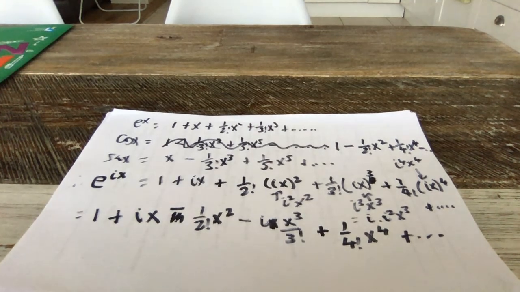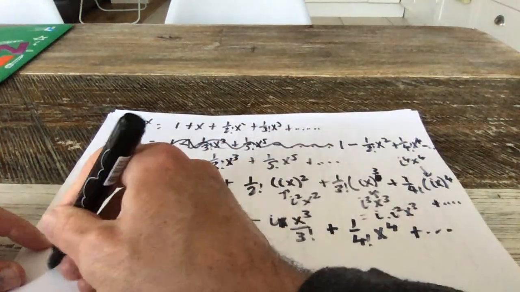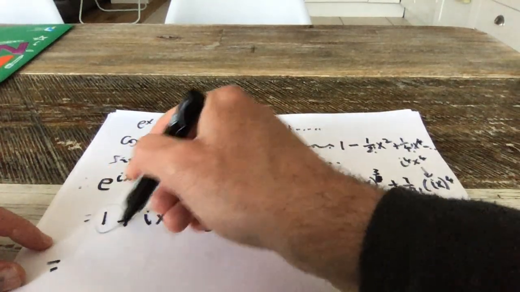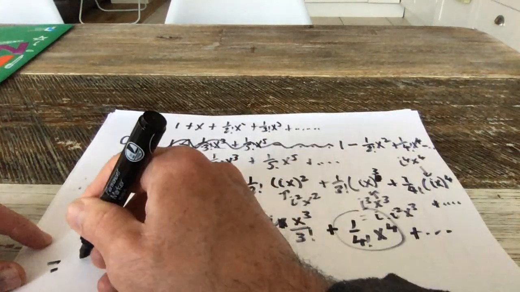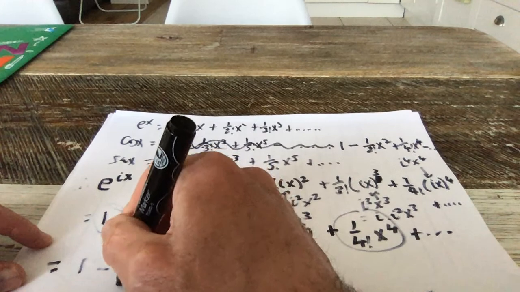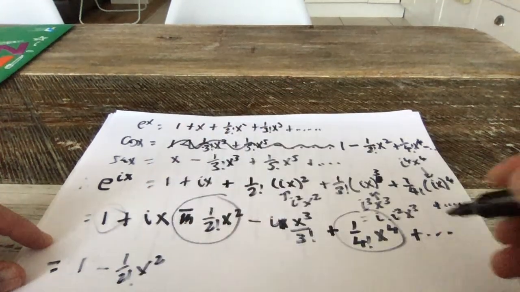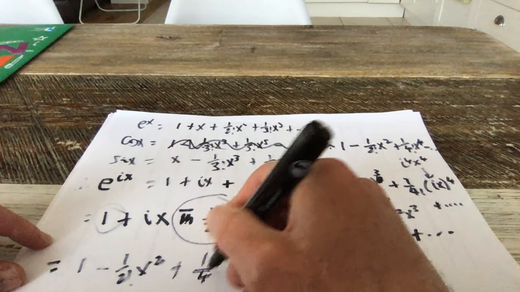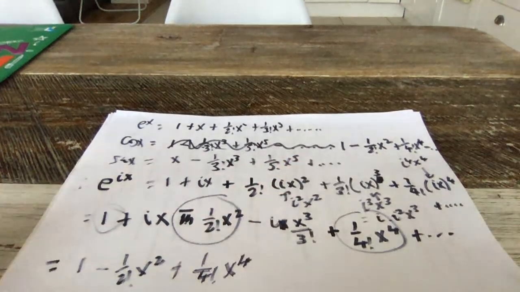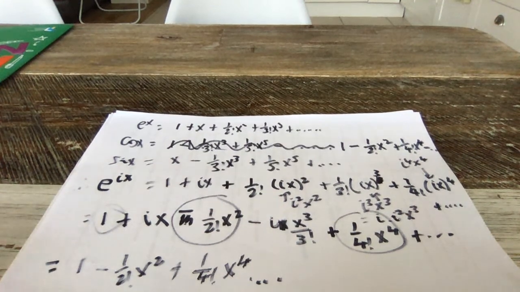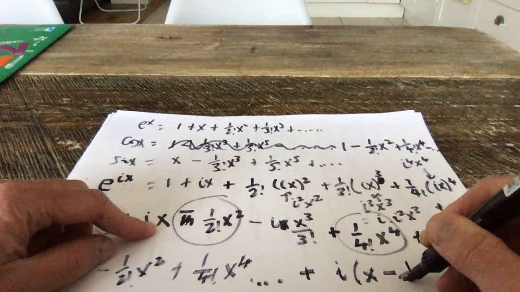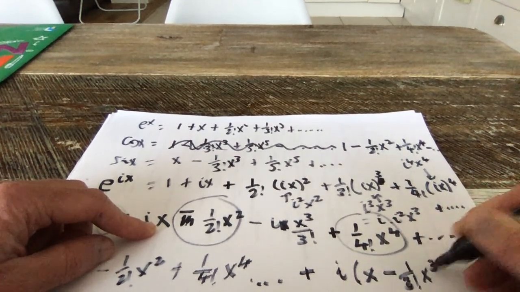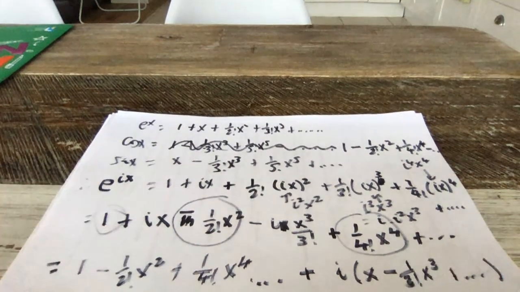Now, let's get all the real parts together and all the imaginary parts together from this messing about. So let's get all the real parts. This is real, because there's no i. This is real. This is real. So you get 1 minus 1 over 2 factorial x squared plus 1 over 4 factorial x to the power 4, and so on, whatever the next real term is, plus i times x minus 1 over 3 factorial x to the power 3 plus whatever the next i term is.